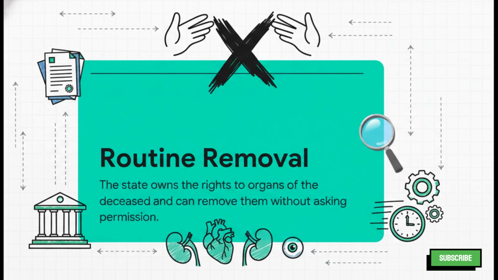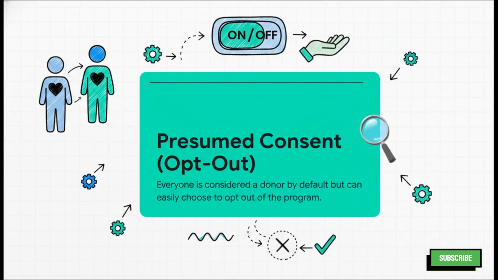Now, it's used in some places for things like corneas, and it would definitely solve the supply problem, but it's incredibly controversial because it takes away individual choice completely. Next up is presumed consent, or opt-out, and this is the classic nudge we're talking about. It just flips the default. Everyone is automatically considered a donor, and this part is key, you can easily say no thank you. It still protects your freedom to choose, but it cleverly uses that lazy inertia for good.